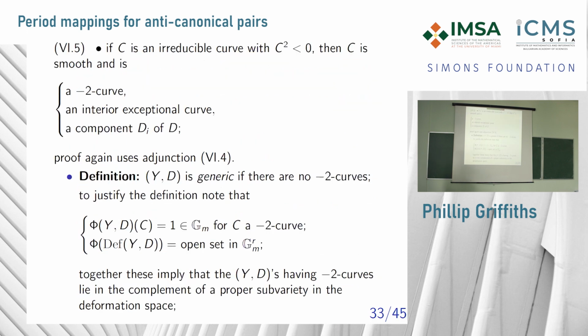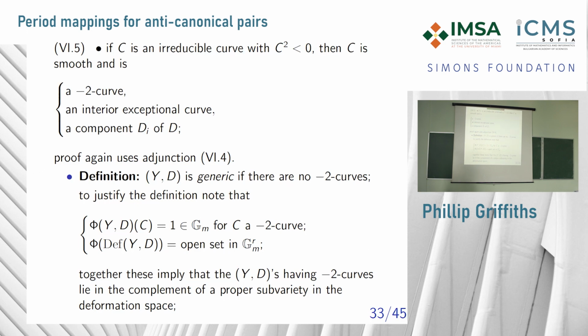So next, if you have an irreducible curve with C squared negative, then it's either a -2 curve, an interior exceptional curve, or a component of D. And again, the proof for that is just the adjunction formula that I used at the previous overhead. So a generic pair are ones with no -2 curves, and what I just argued was that this definition is justified.